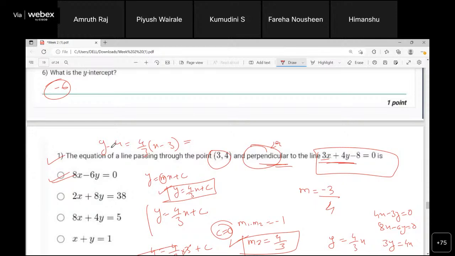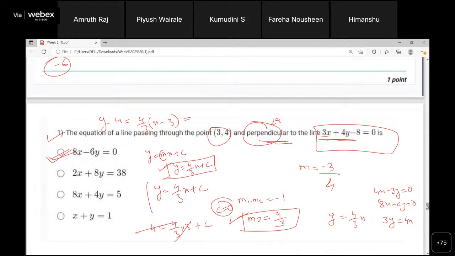Slope is given, point is given, just y minus 4. You will get the same equation. Understood, sir. Got it. You can use any form, but the simple way is if you're given the slope, use this form.